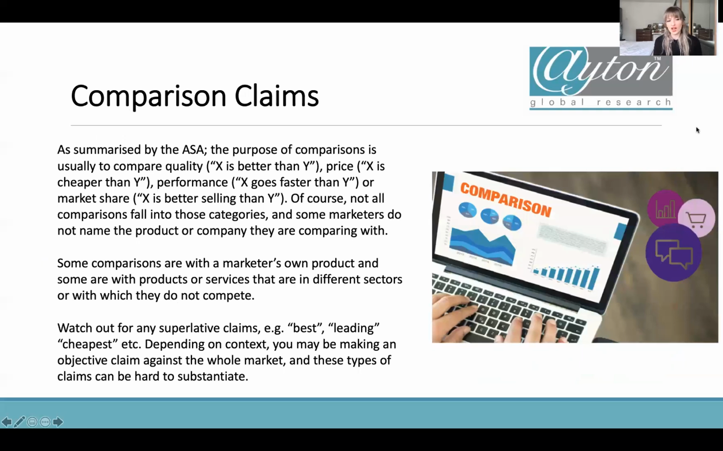I also wanted to touch on comparison claims, because it's one of those industries where we see a lot of comparison claims. There are really strict regulations surrounding these. Again, I've got some really good information from the ASA, which is really similar for all countries around the globe, so it doesn't matter too much where you're thinking of selling. They're really helpful resources.